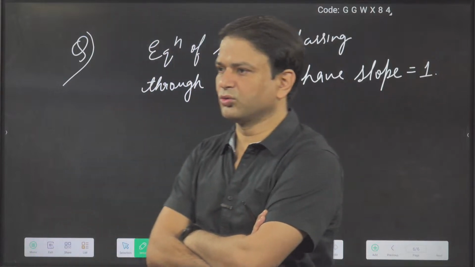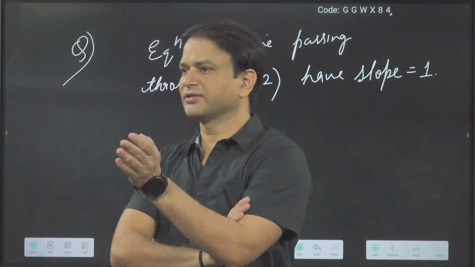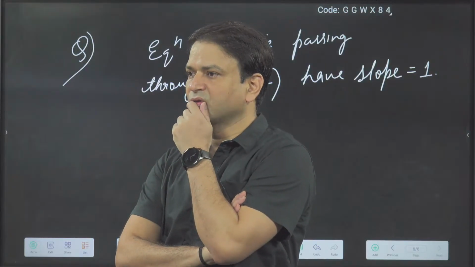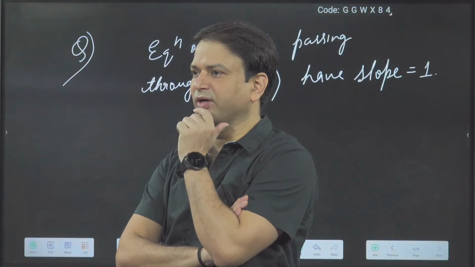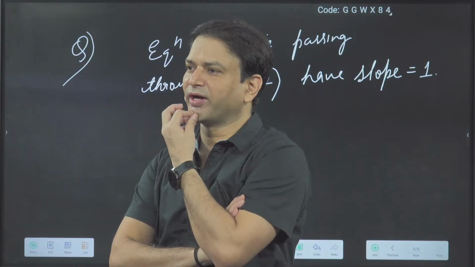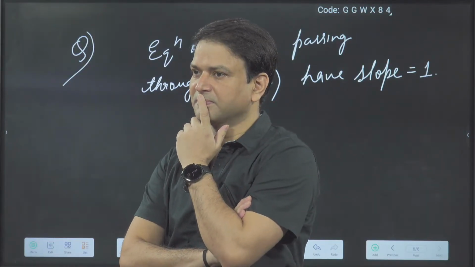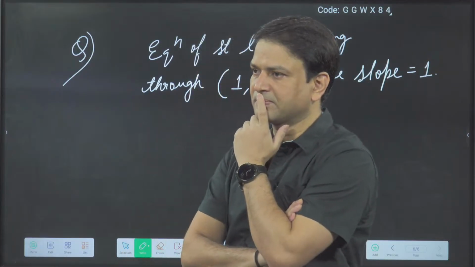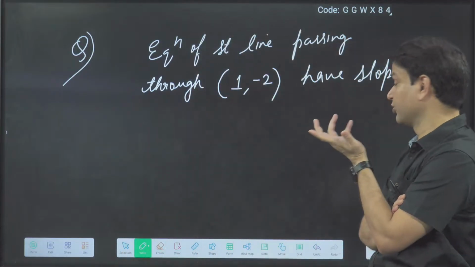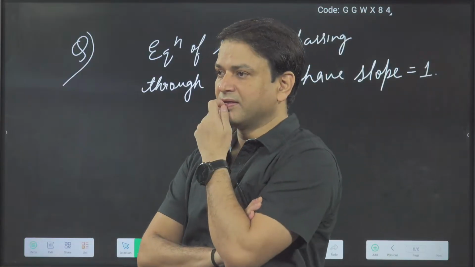Y minus 2 is equal to x plus 2. And then you can show, okay. So x minus y plus 4 is equal to 0. One answer I got: x minus y plus 4 is equal to 0. That is correct or not? I don't know, I will check. Any other answer?